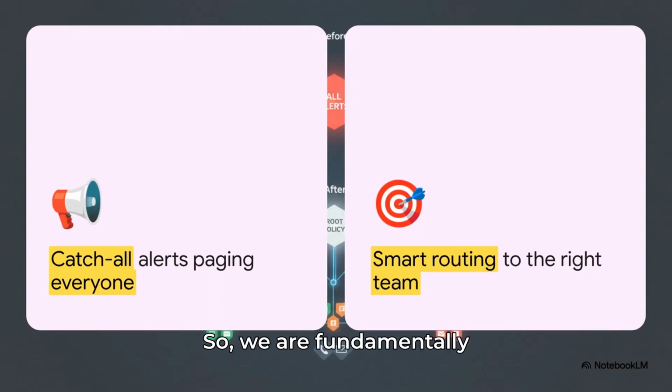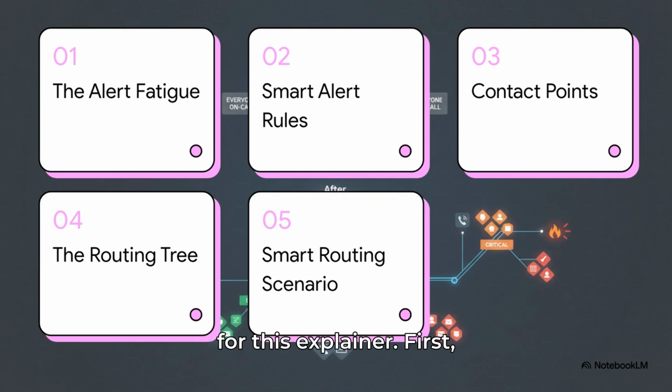So we are fundamentally shifting how we handle this whole process. We're moving away from that legacy before picture. Those massive catch-all alert rules that just indiscriminately page the entire department at once. Instead, we're aiming for the after. This is a modern, smart routing approach. By using metadata, we can totally eliminate those ping-ponging alerts and make absolutely sure that only the exact right team gets the page.